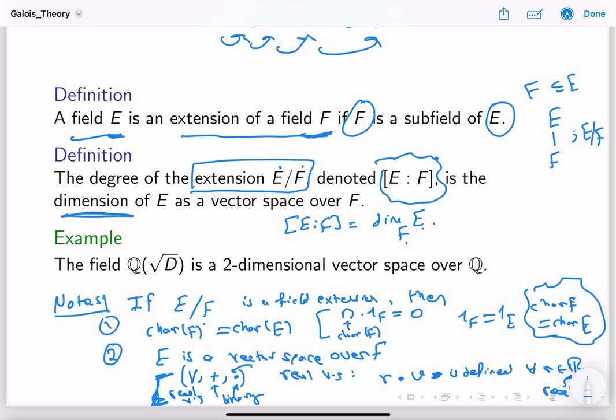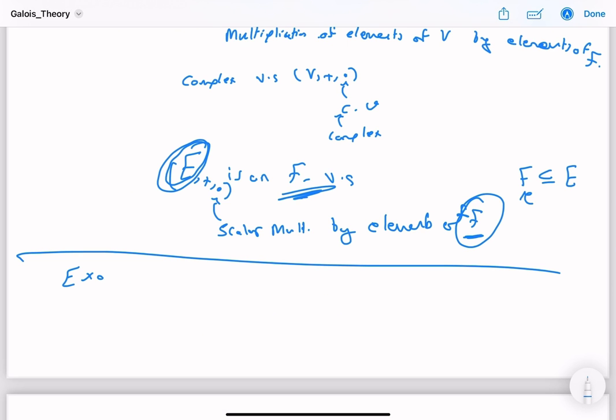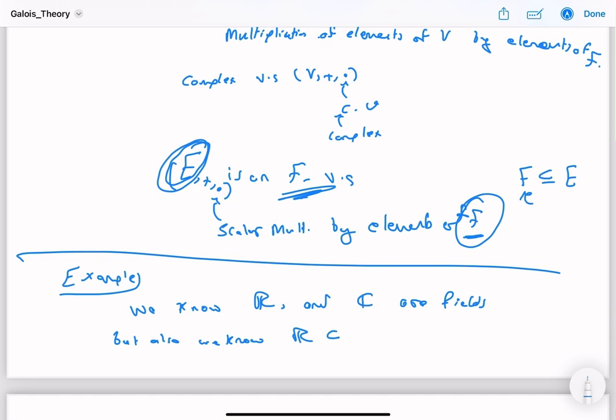I'm going to give you an example, but before we go over this example, which is a bit of a harder example, let's go over a simpler example. Okay, we know, at least from the previous video, that the real numbers and the complex numbers are fields. This thing we know. But also, we know that the real numbers is a subfield of the complex numbers. So this also we know. And thus, C over R is a field extension.